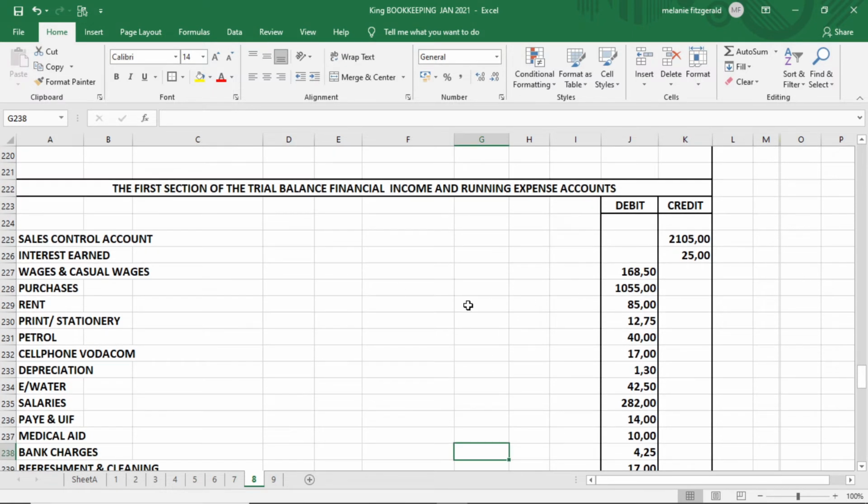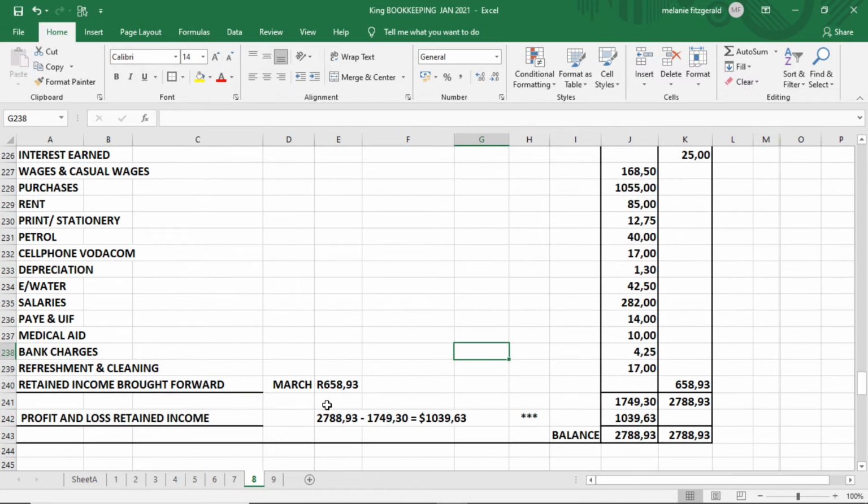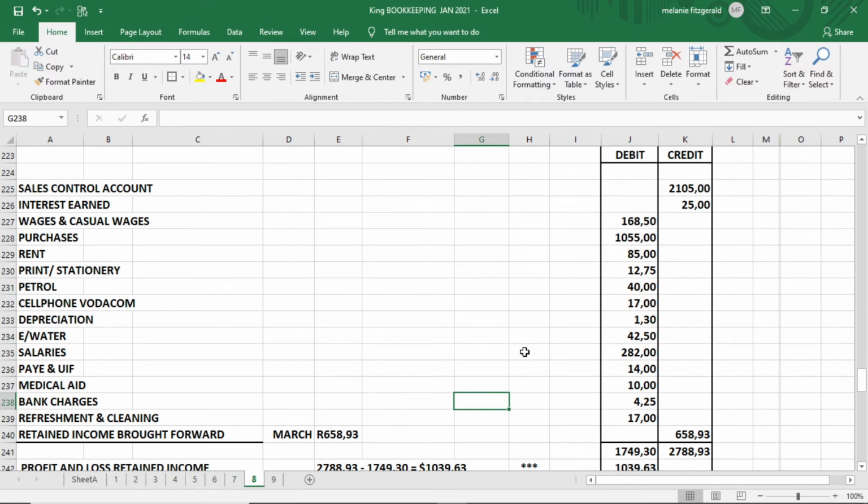2105, the interest paid on that, the interest earned. On the debit side, wages and casual wages $168.50, the purchases of $1055, the rent, the print and stationery, the petrol, the cell phone, Vodacom, the depreciation of 130, the electricity and water, salaries, pay as you earn and UIF, the medical aid, the bank charges, refreshments and cleaning, and retained income brought forward for the month of March, which is $658.93. That was brought forward for March. Now, just remember, we're just doing a repeat of what we did in March.